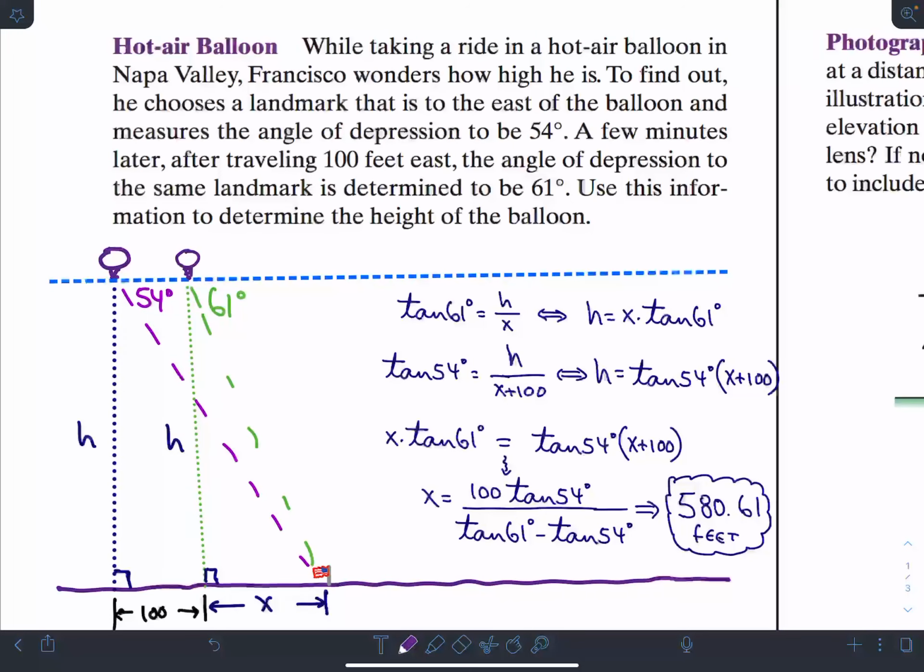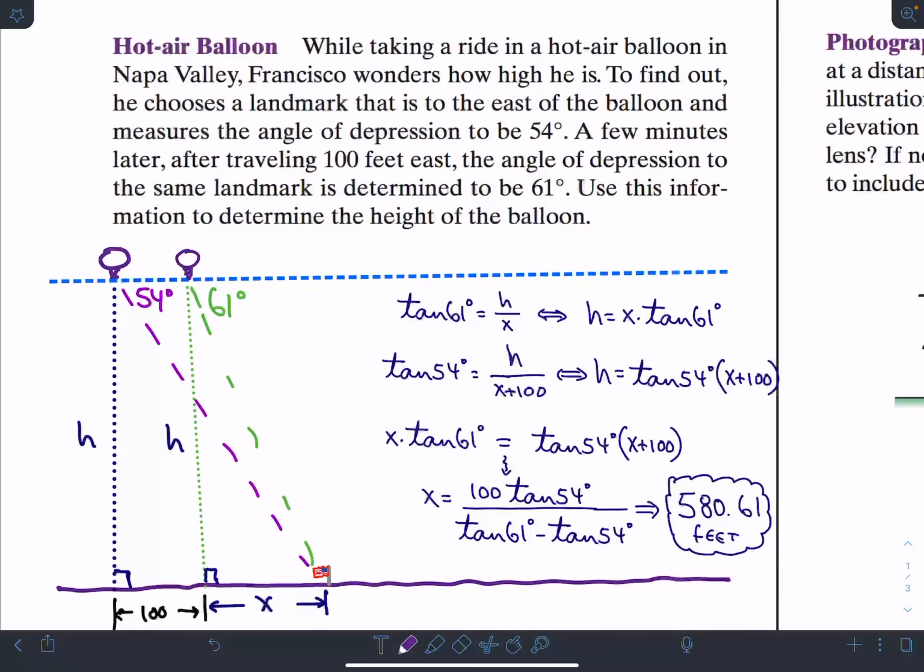Hey everybody, just wanted to follow up on yesterday's problem with the hot air balloon. We had a student in class who came up afterwards. We won't say their name, we'll just call them some random name like Wyatt. And Wyatt asked, in this problem of the hot air balloon, is it possible that after 100 feet Francisco's hot air balloon was not to the west of the landmark?